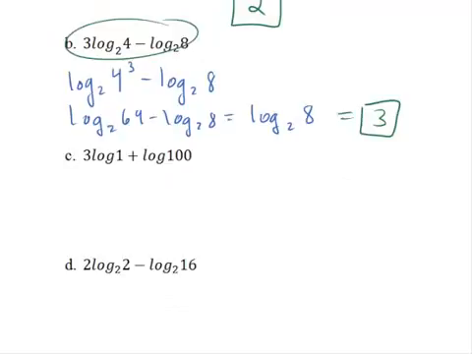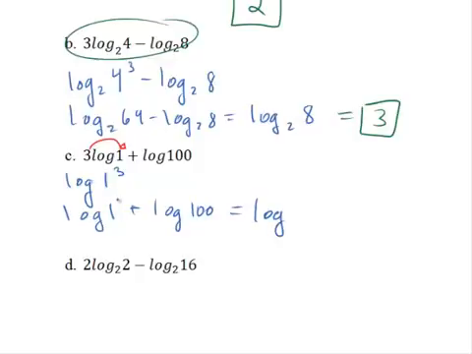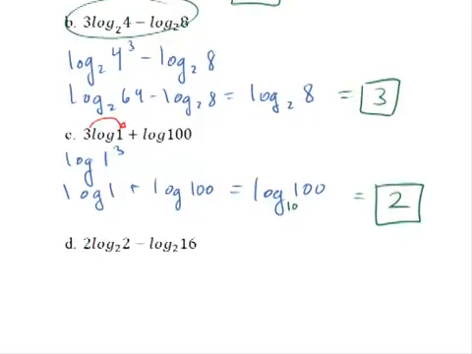On our next one, put our power properties on here as well. So the 3 goes on the 1. We'll have log of 1 to the 3rd. And again, 1 to the 3rd will just be 1. Plus log 100. When we combine this, it's multiplication. So 1 times 100 is still just 100. And if there is no base written, that's base 10. So 10 to what power is 100? 10 to the 2nd. So this is worth 2.